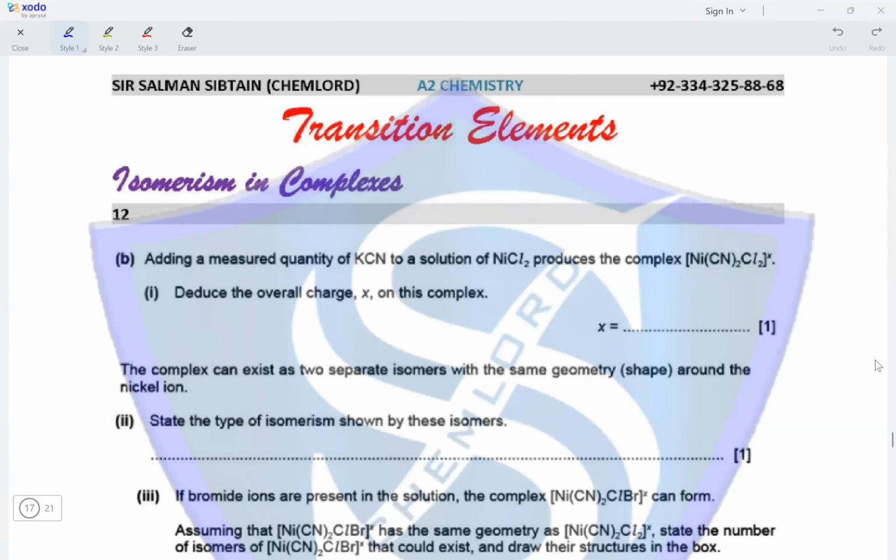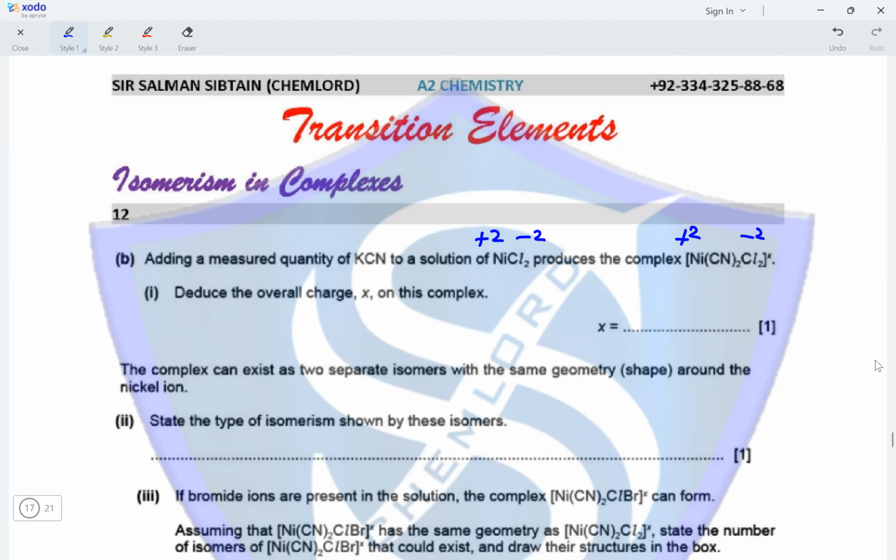Question 12. Adding a measured quantity of KCN to a solution of NiCl2 produces a complex Ni(CN)2Cl2. Deduce the overall charge x on this complex. So NiCl2 would have a net charge of positive 2 on nickel and negative 2 on chloride. So that will stay in the complex, positive 2 and negative 2.